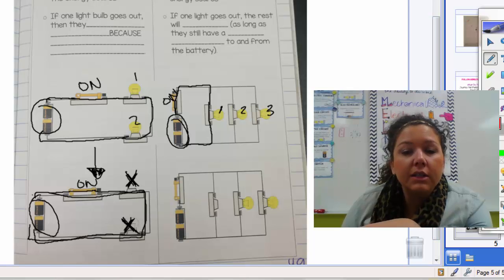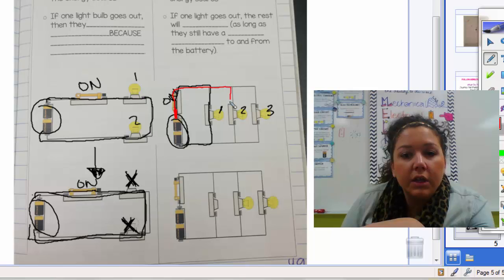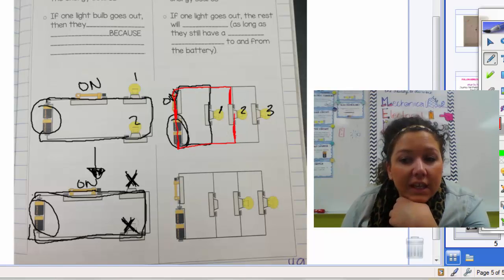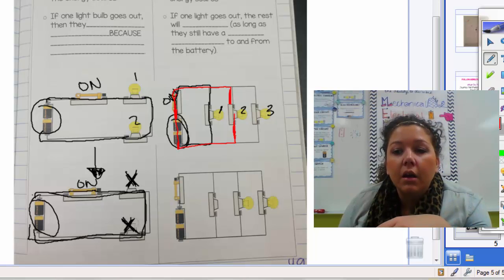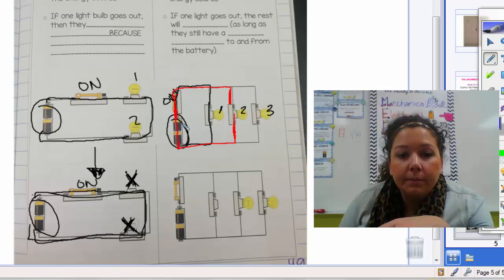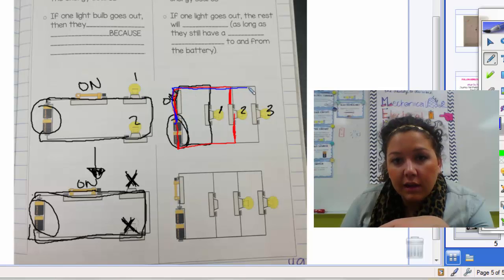But now let's focus on light bulb 2. Again, I'm going to start right here. I'm going to go to light bulb 2. I'm going to come back around, and you'll notice, again, a complete path. Everything is connected. It is on its own pathway. Now let's look at light bulb 3, and here we go.